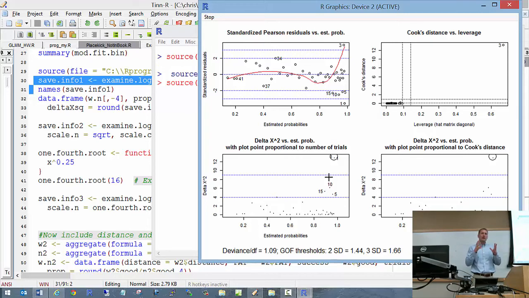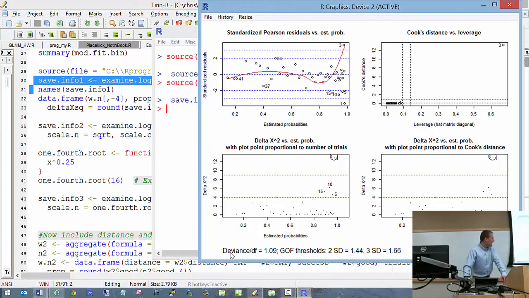So this allows you to look at two measures of influence exactly at the same time, essentially, in the lower right-hand corner plot. So I can, again, identify those observations if I want to. And then when I'm done, click Stop.